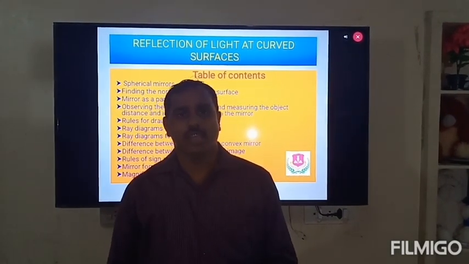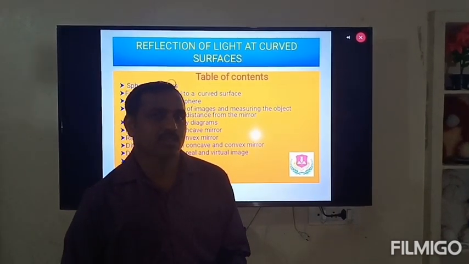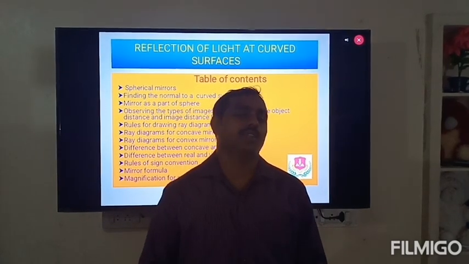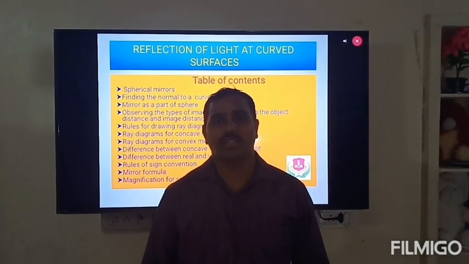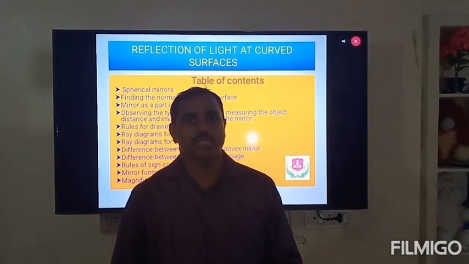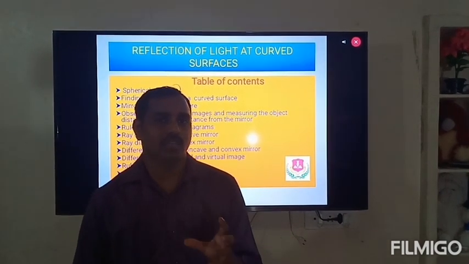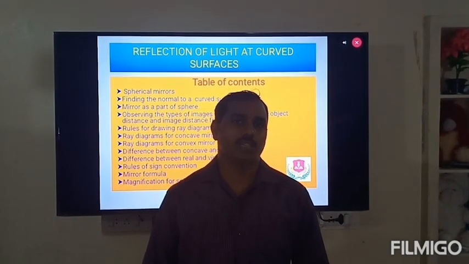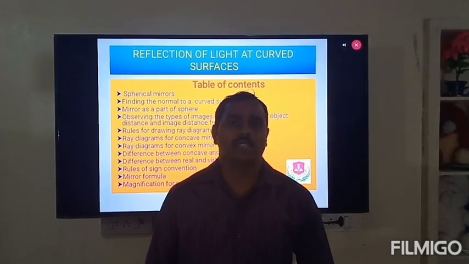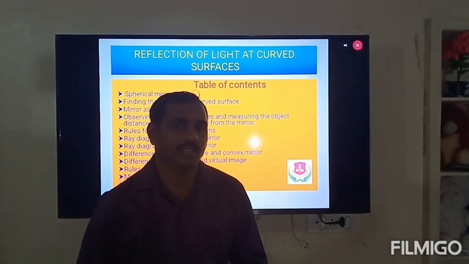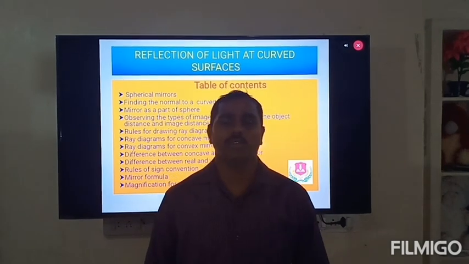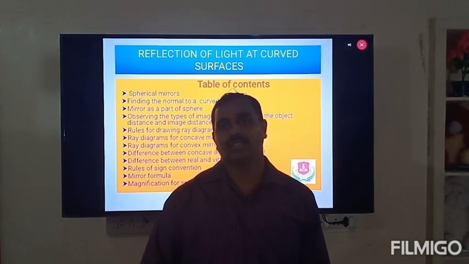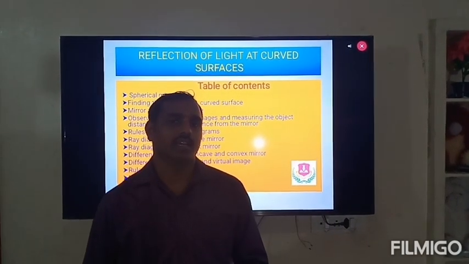So, what we learned in the previous sessions, now briefly I am going to explain. First we started with light and reflection of light and laws of reflection. Then spherical mirrors. We get spherical mirrors from hollow spheres. These spherical mirrors have two different reflecting surfaces. One reflecting surface is inward, that is concave mirror, and the one which reflects light on the bulged surface, that mirror we call as convex mirror.